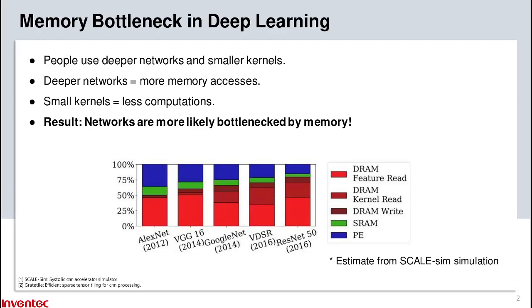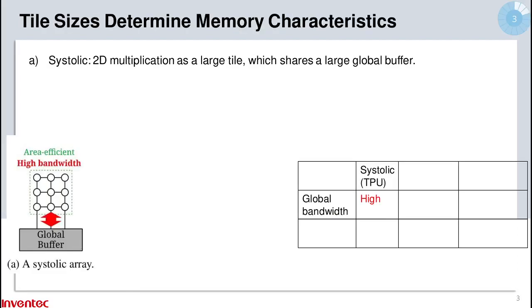deep learning computation nowadays. To reduce the memory power, we know that the memory characteristic is determined by the tile size of an architecture. For example, a TPU uses a large 2D PE array, and the PEs share a large global buffer. The resulting architecture is area efficient, but it also uses a lot of memory bandwidth.